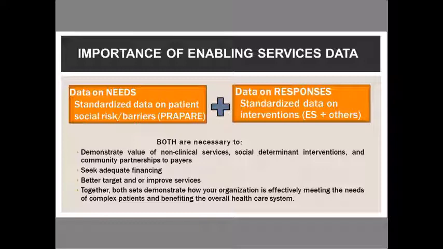So just as important as collecting standardized data on social determinant risks, it's also hugely important that we start really having a standardized way of documenting what you are doing to address the risks. And so we really hope to be able to have both sides of this coin, if you will, both sides of this equation, to make the case demonstrating the value of non-clinical services, social determinant interventions, and community partnerships, and then use that data to help inform more sustainable funding models to do this kind of work.